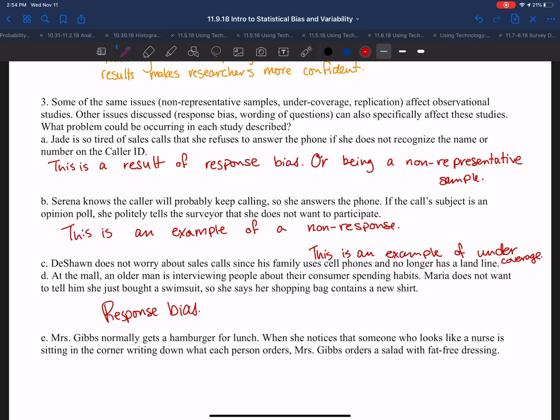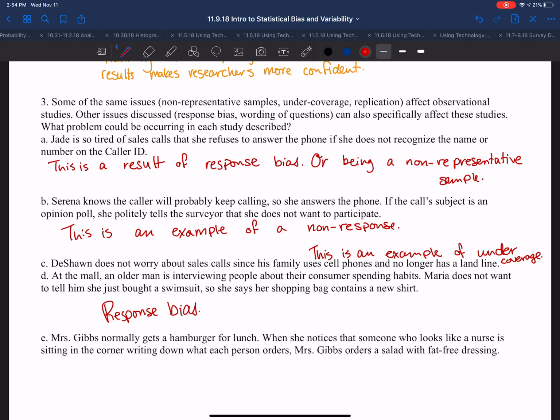E says, Mrs. Gibbs normally gets a hamburger for lunch when she notices that someone who looks like a nurse is sitting at the corner writing down what each person orders. Mrs. Gibbs orders a salad with fat-free dressing. So instead of ordering what she normally gets, she gets something on the healthier side. So this is what's called the observer effect.